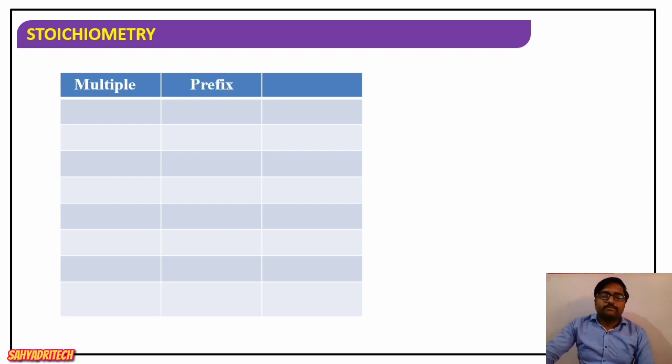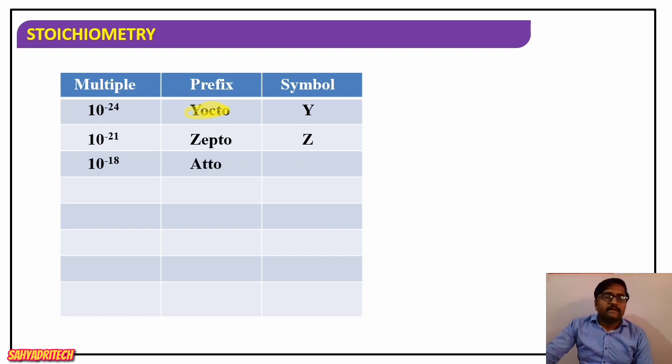Now consider the prefixes which are used for simplification while representing values. If you use 10 raised to minus 24, the prefix is named yocto, and the symbol is y. 10 raised to minus 21 is zepto, symbol z. 10 raised to minus 18 is atto, symbol a. 10 raised to minus 15 is femto, symbol f. 10 raised to minus 12 is pico, symbol p.